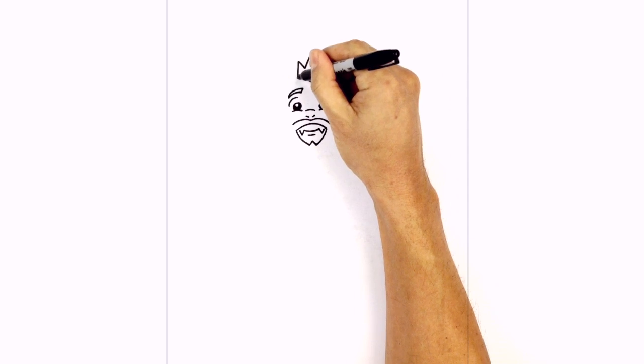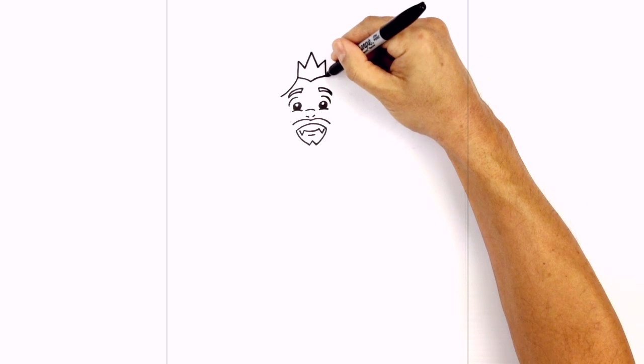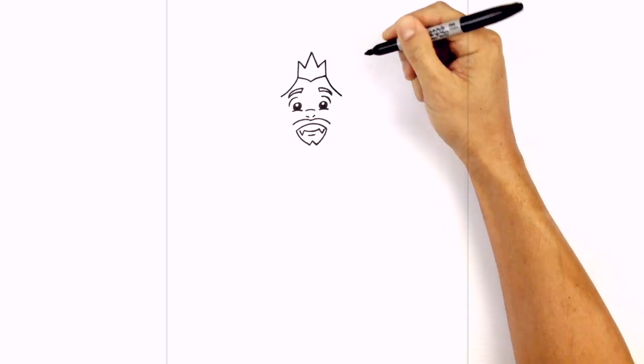Let's draw the inside edge of the hair. So from this point of the crown, we're going to curve down towards the eyebrow and over towards the left. We'll do the same thing on the right, curving down towards the eyebrow and over towards the right.